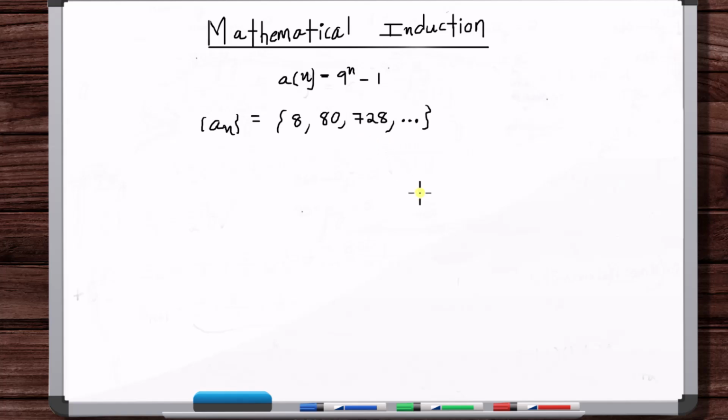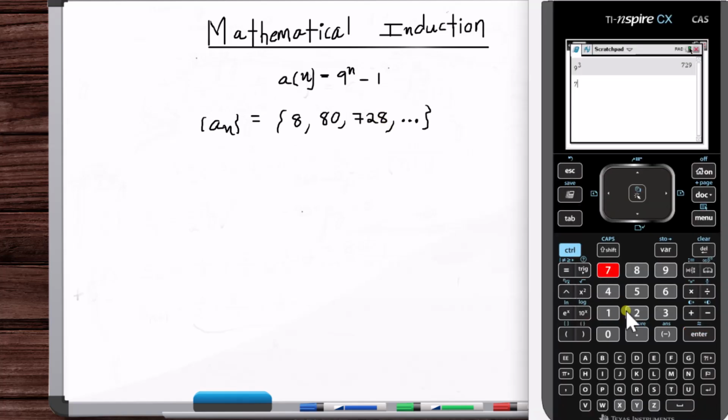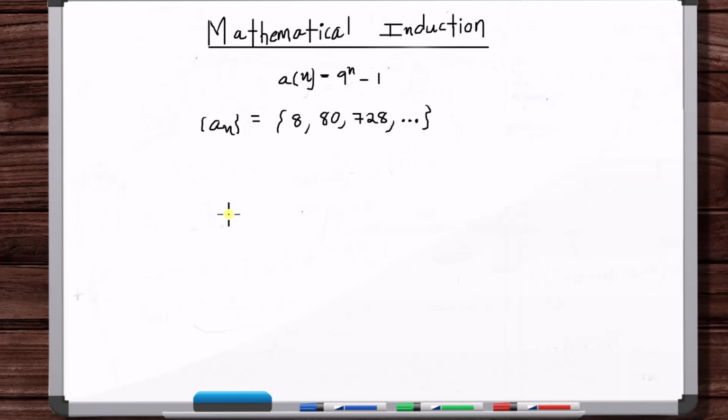Okay, seems to be the case. 728 divided by 4, yeah. So what we can do is say, okay, the statement we're trying to prove is that this expression is 4 times some positive integer.